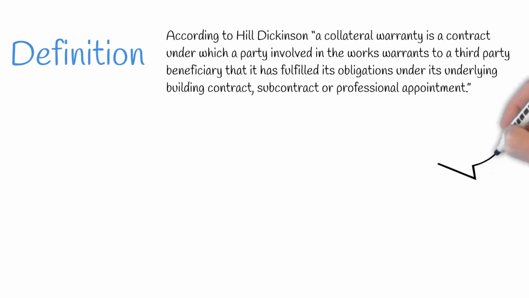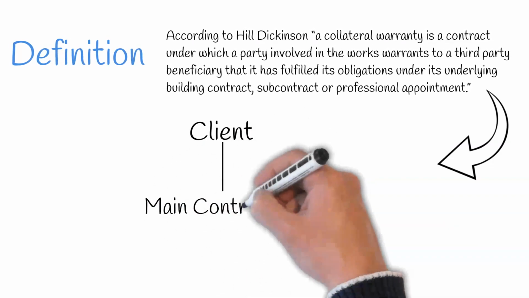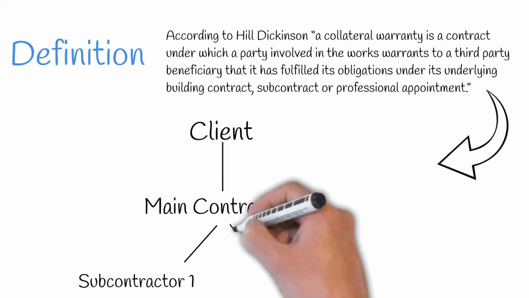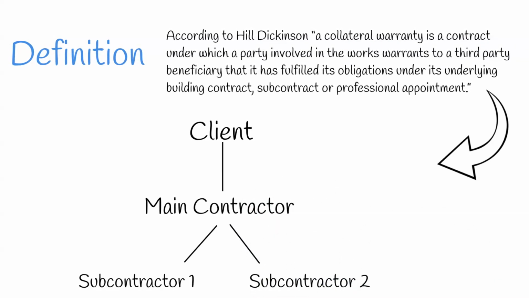So let's look at an example of when collateral warranties may be used. In a typical construction project, you'll have a client, a main contractor, and subcontractors. Typically, the client has no contractual link with the subcontractors. This can be a problem, especially if a main contractor becomes insolvent. A client may wish to hold a subcontractor accountable for the work they carry out. However, with no contractual link with the subcontractors, this can be very difficult.